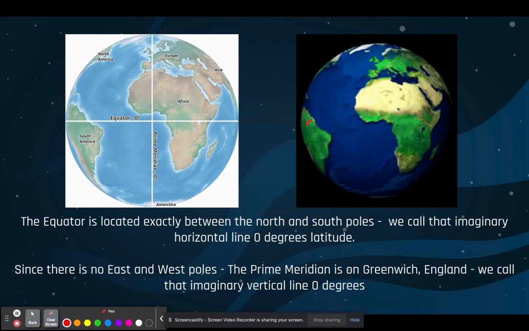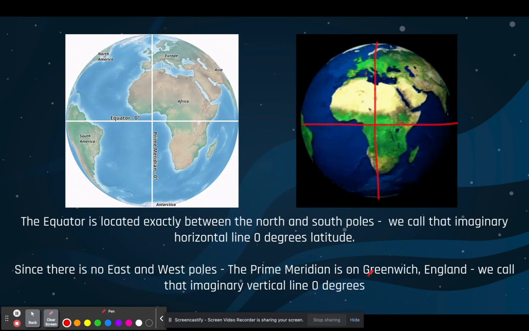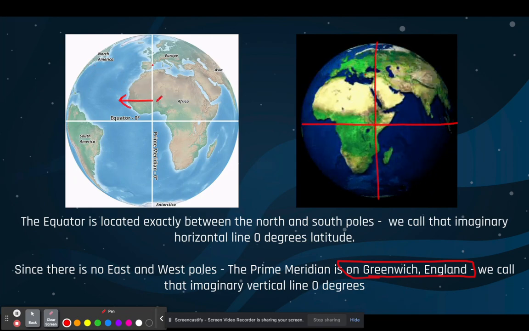Now the prime meridian, people had to decide where they were going to consider 0 degrees. Since the Earth spins, we have to pick one spot and say, all right, well, that's where the prime meridian is. And they decided that that was in Greenwich, England. So in this image over here, anything that is to the west of this line, like us in North America, is negative. Anything to the east will be positive degrees.